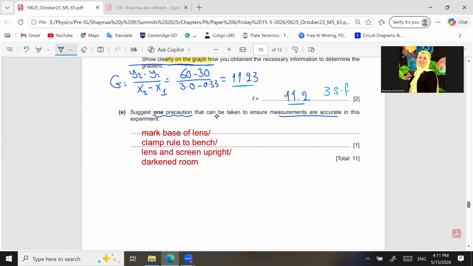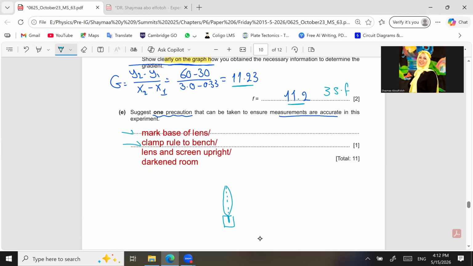So just one precaution that can be taken to ensure the measurements are accurate. How can I make the measurements accurate? Mark the base of the lens, because if I'm talking about the lens, we need to ensure every time this is from the center. So we have the holder, and I have to mark the holder in the middle. So mark the base of the lens.